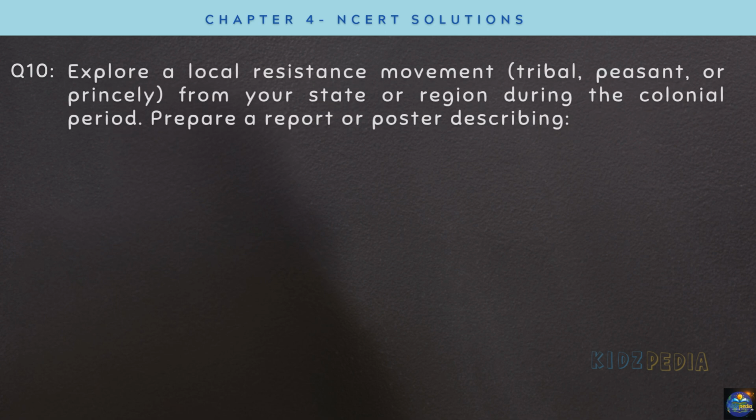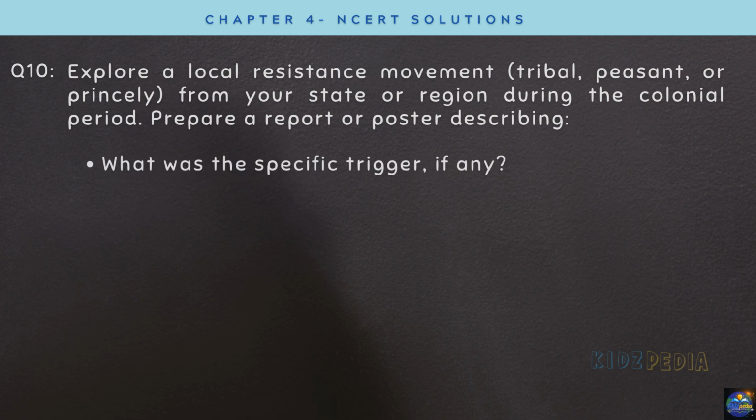Next question. Explore a local resistance movement, like tribal, peasant or princely, from your state or region during the colonial period. Prepare a report or poster describing what was the specific trigger, if any. Now, you need to explore a local resistance movement from your area during British rule. This could be a tribal uprising, a peasant revolt, or a princely state resisting the British. So, you need to prepare a report or poster describing the movement. And in the first question, you need to explain what happened that made people say we must resist the British.